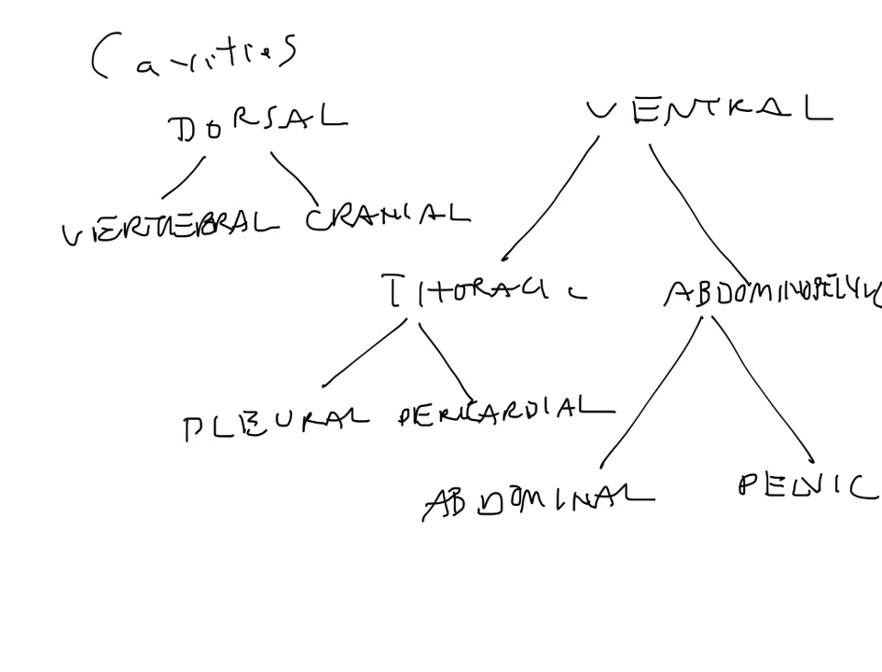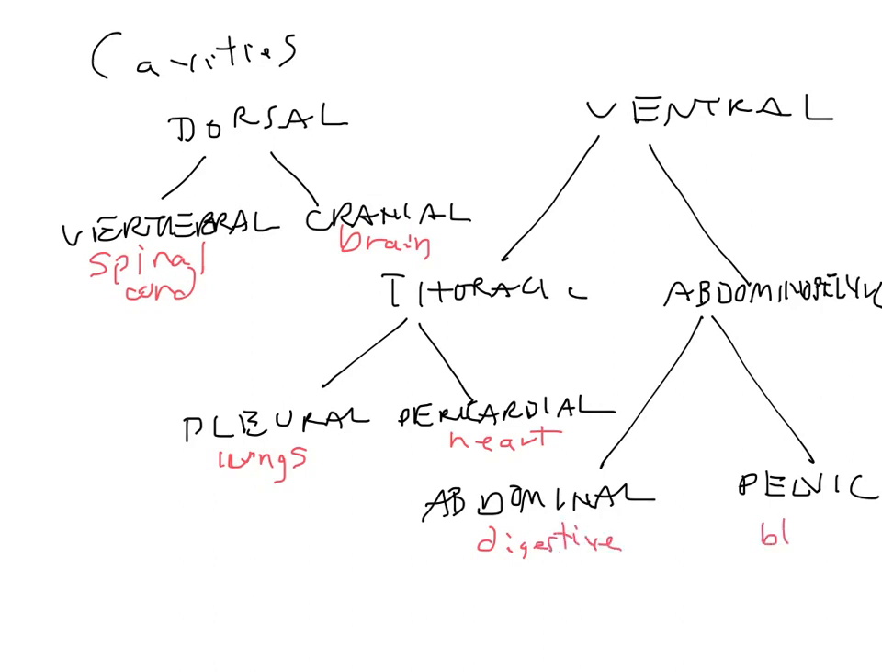The vertebral cavity contains the spinal cord. The cranial cavity contains the brain. The pleural cavity contains the lungs. The pericardial, the heart. The abdominal, the digestive viscera or organs. And the pelvic cavity contains the bladder and the reproductive organs.